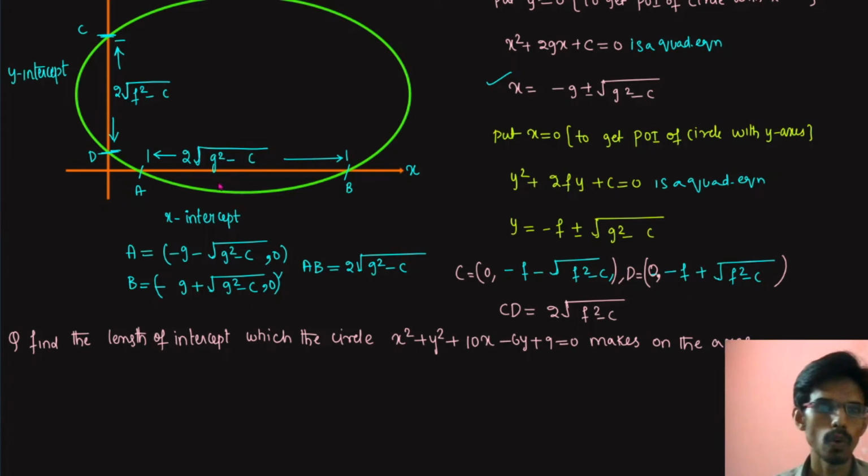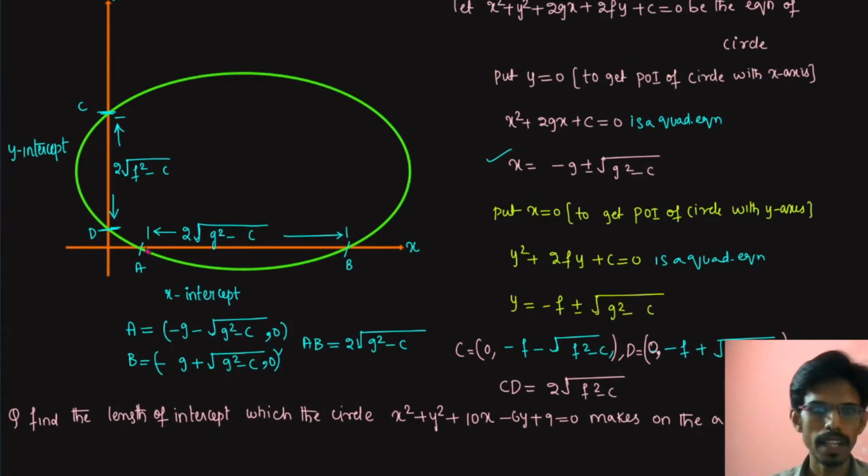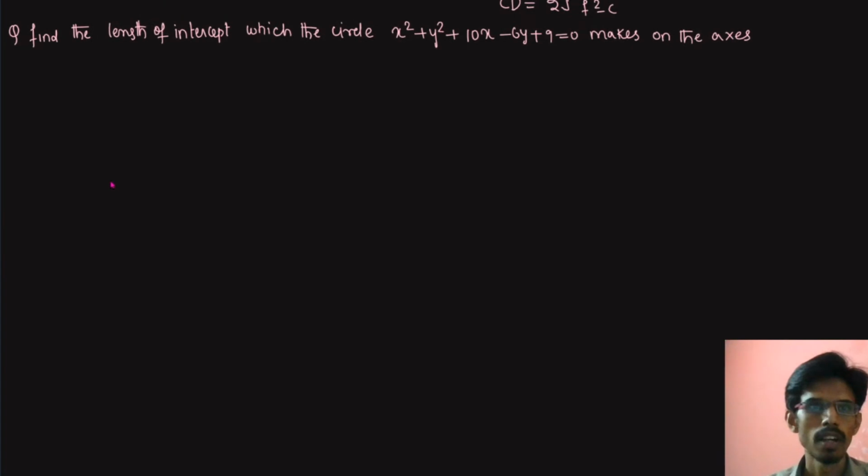Okay, so from this figure I can say that x intercept will be 2 root g square minus c, y intercept will be 2 root f square minus c. That will be the intercept on x-axis and intercept on y-axis. Now find the length of intercept which the circle makes on the axis.